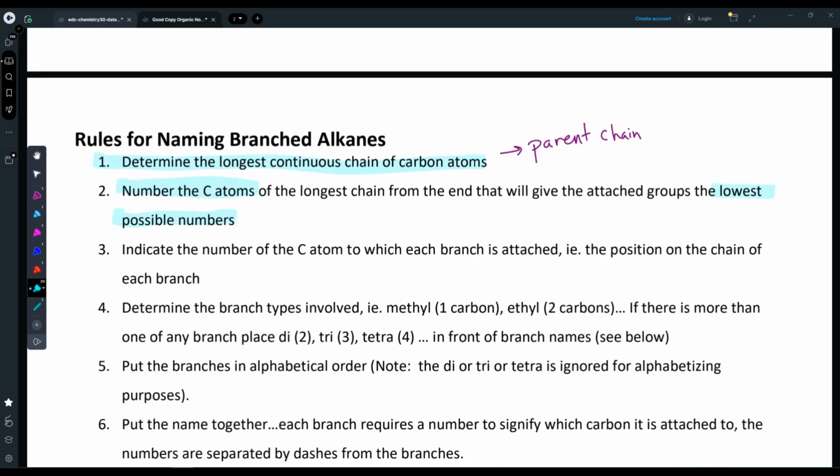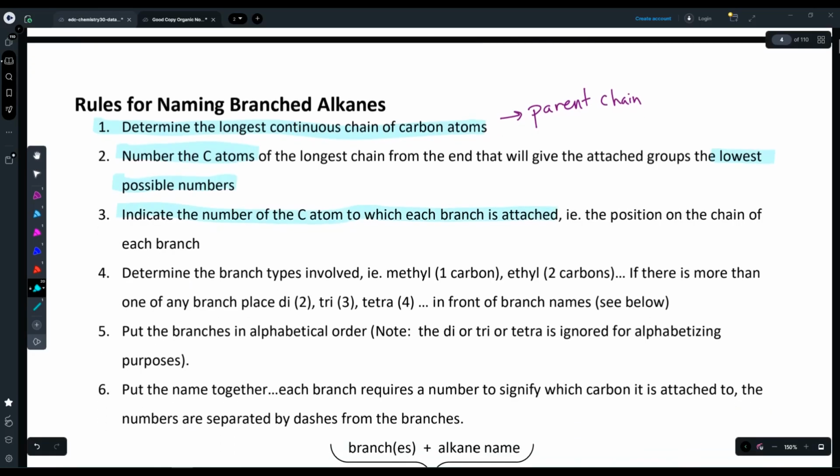Step 3, we're going to indicate the number of the carbon atom to which each branch is attached, if you have any branches. Okay, and that's going to tell us what position that branch is at in the compound. Step 4, determine the branch types involved. So if you have a branch that only has 1 carbon in it, you're going to call it methyl. If the branch has 2 carbons, you're going to call it ethyl. Just as a reminder, that YL ending signifies that you're talking about a branch. So that's that branch suffix.